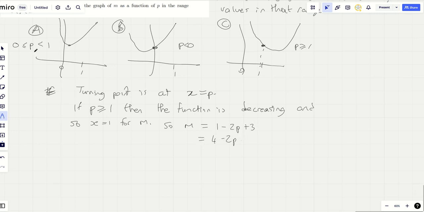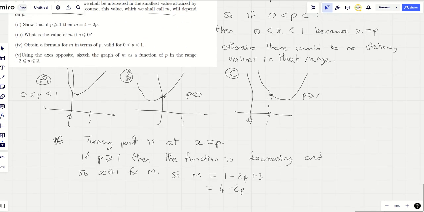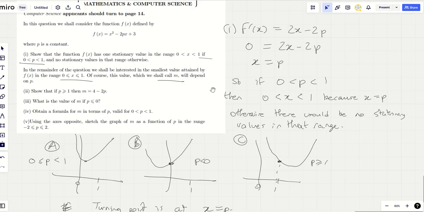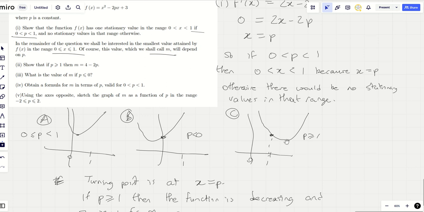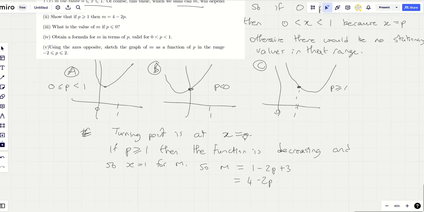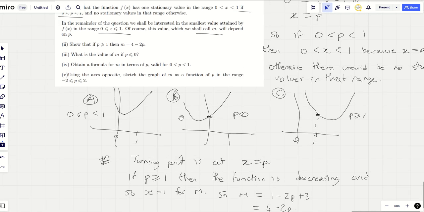And if you're wondering how I did that, I literally plugged in x equals 1, because I knew the turning point would occur. If the turning point occurs after this, then the smallest value on that quadratic is just where x is 1. It's just like that. Three little diagrams make this so much easier.